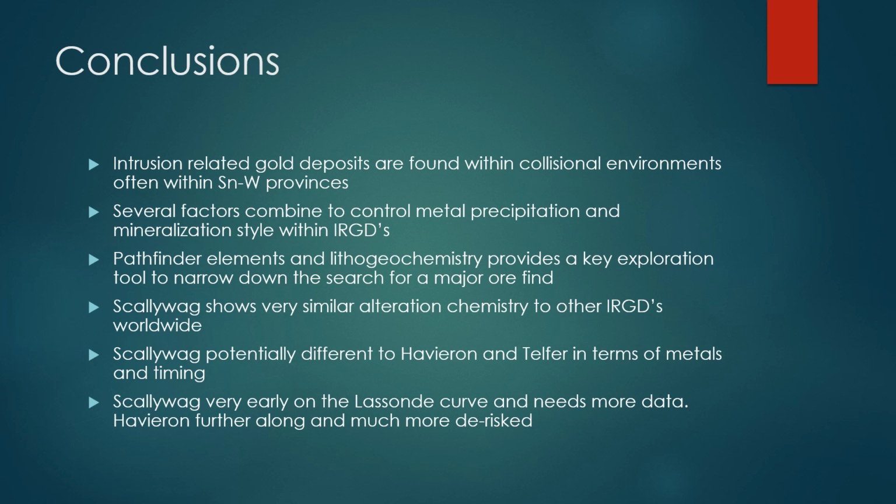Scallywag is showing very similar alteration chemistry to Malartic and other intrusion-related gold deposits worldwide. I have a slight hypothesis that suggests that Scallywag could potentially be a bit genetically different to Havieron and Telfer in terms of the metals and the timing. That's just simply based on the fact that it seems to be more copper rich, and also the fact that because of that, we may be having a slightly more oxidized granite as opposed to reduced granite. And obviously that Scallywag is very early on the Lassonde Curve, so we need more data and we need more exploration to help verify this, whereas Havieron is much further along and more de-risked.